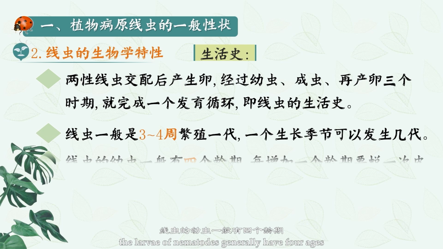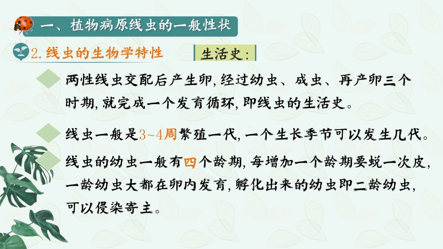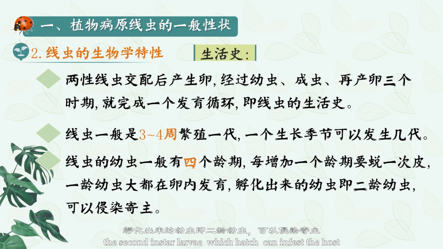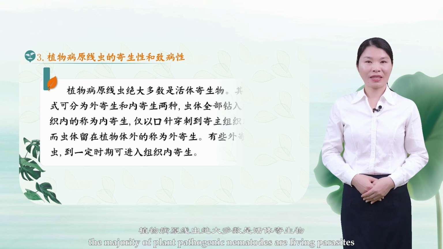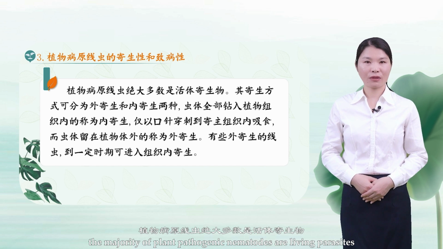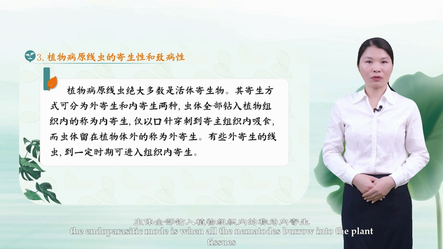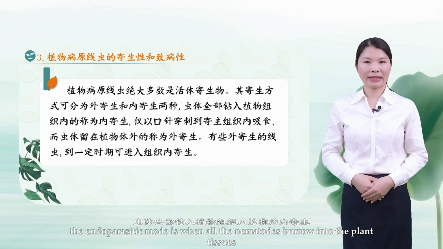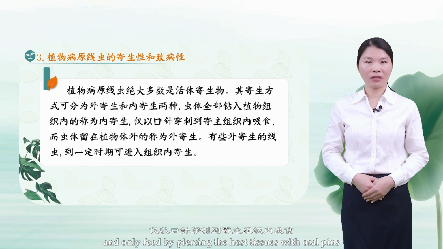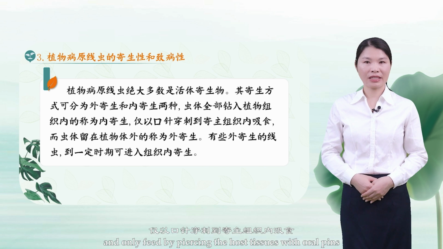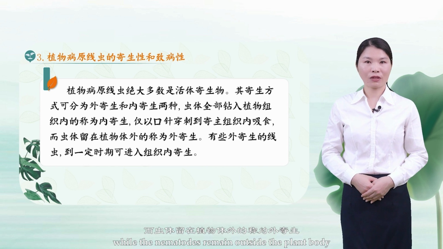The larvae of nematodes generally have 4 ages. The first instar larvae mostly develop in the eggs. The second instar larvae, which hatch, can infest the host. The majority of plant pathogenic nematodes are living parasites. The parasitic mode can be divided into ectoparasitic and endoparasitic. The endoparasitic mode is when all the nematodes burrow into the plant tissues and only feed by piercing the host tissues with oral needles, while in the ectoparasitic mode the nematodes remain outside the plant body.